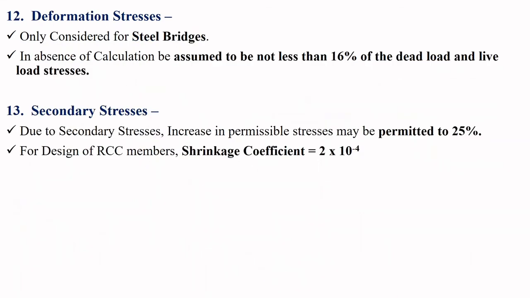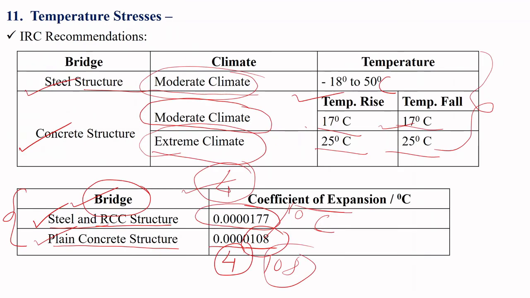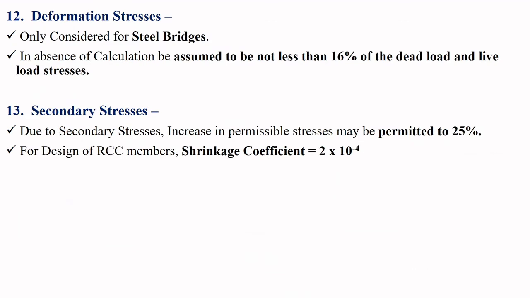Now we will see the next, that is the deformation stresses and secondary stresses. These are the additional stresses which act while designing the bridge, so we have to consider them. Temperature stress is also an additional stress. That's why we consider it. In case of deformation stresses, we consider them only for steel structures, which is very important. Only for steel bridges, steel structures, we consider the deformation stresses.